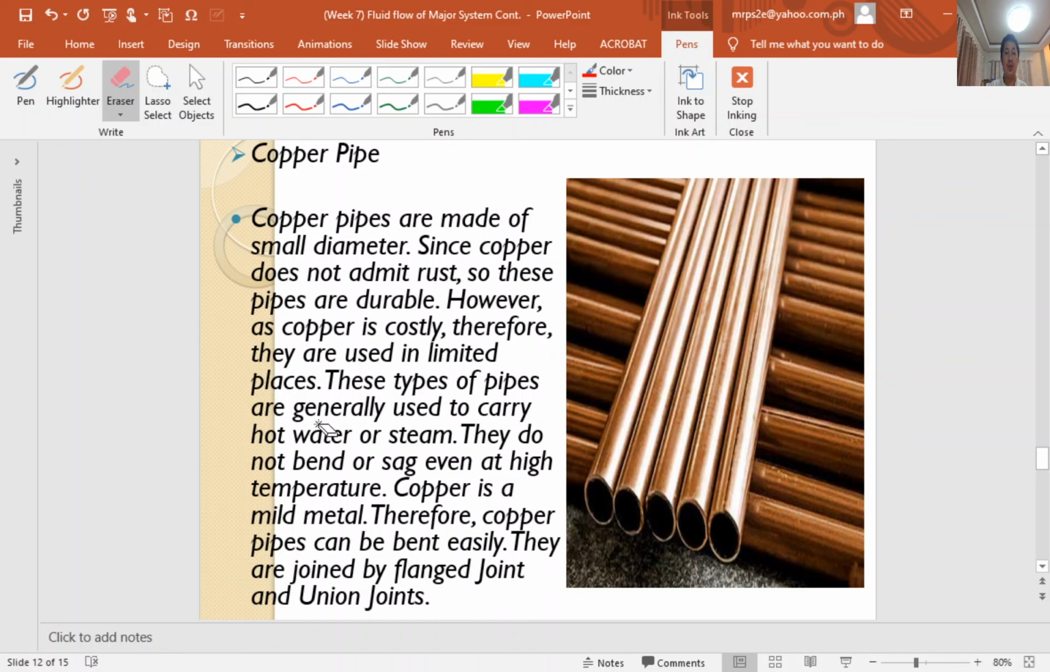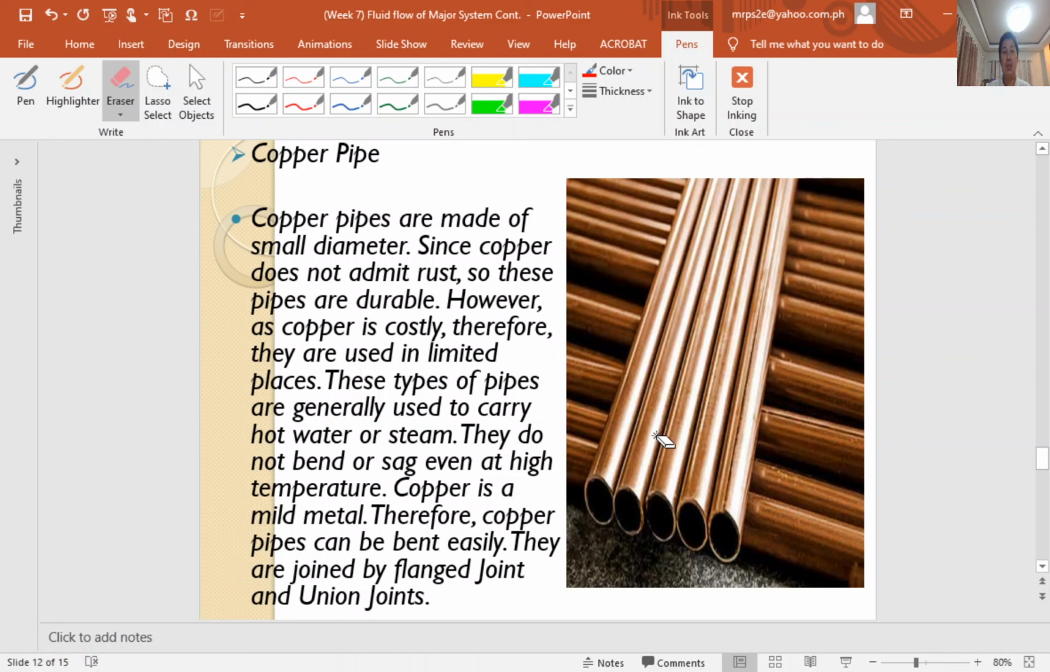These types of pipes are generally used to carry hot water, so hot water and or steam. So the steam pressure going to the control room, this one can be used as a line pipe going to the control room to carry the steam pressure. It can also carry hot water.